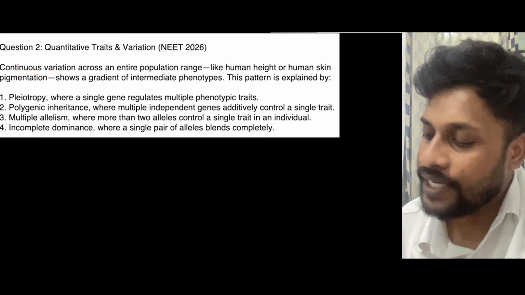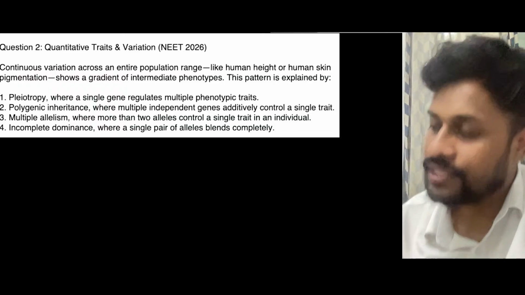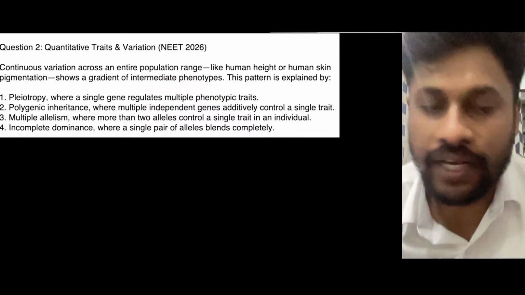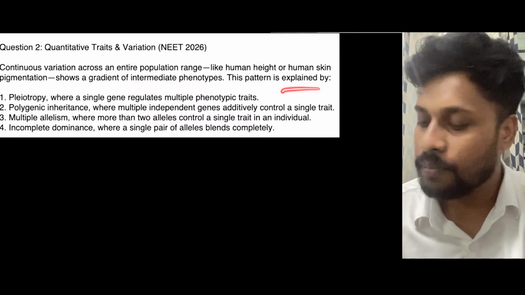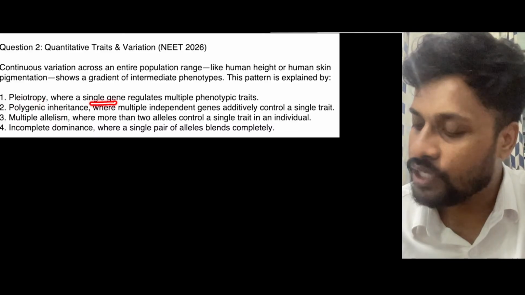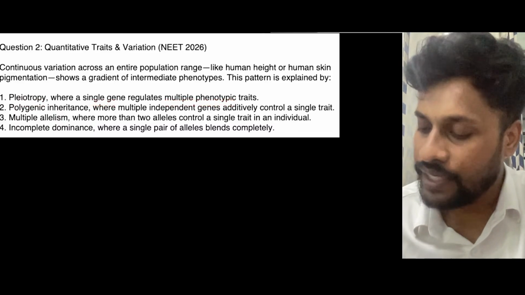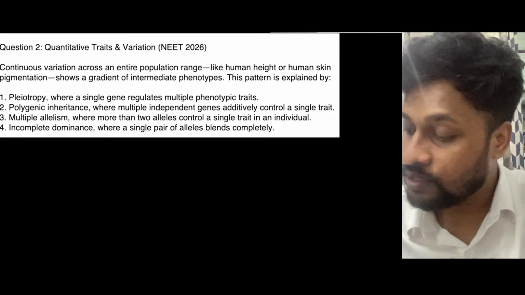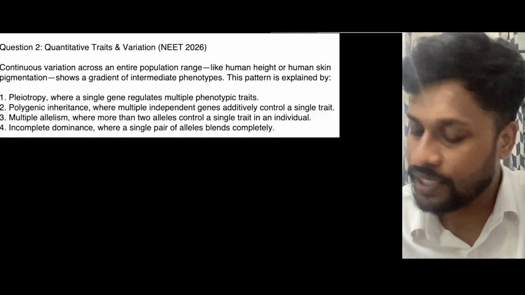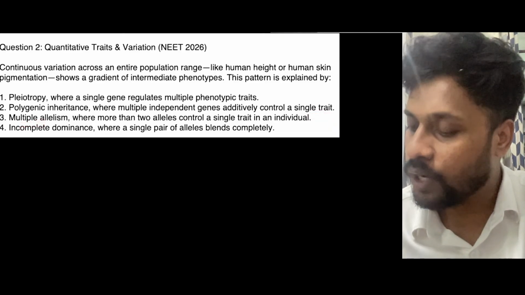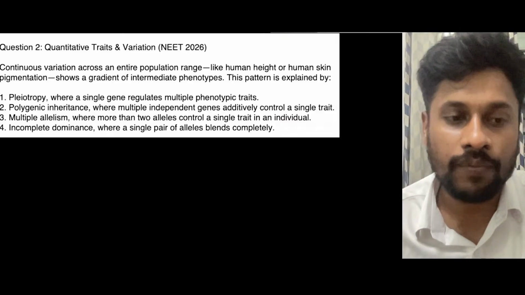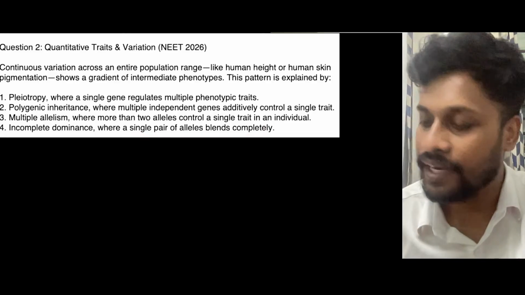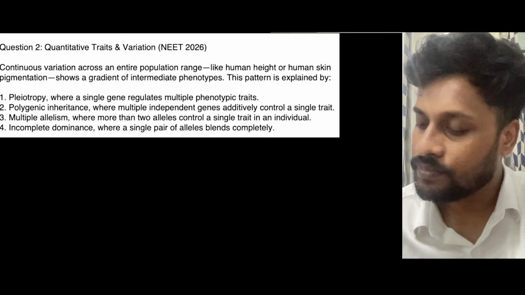Now, continuous variation across an entire population range like human height, human skin pigmentation shows a gradient of intermediate phenotypes. The pattern is explained by pleiotropy, where a single gene regulates multiple phenotypic traits, polygenic inheritance, where multiple independent genes additively control a single trait, multiple allelism, when more than two alleles control a single trait in an individual. Now, incomplete dominance, where a single pair of alleles blends completely. What will be the answer here?